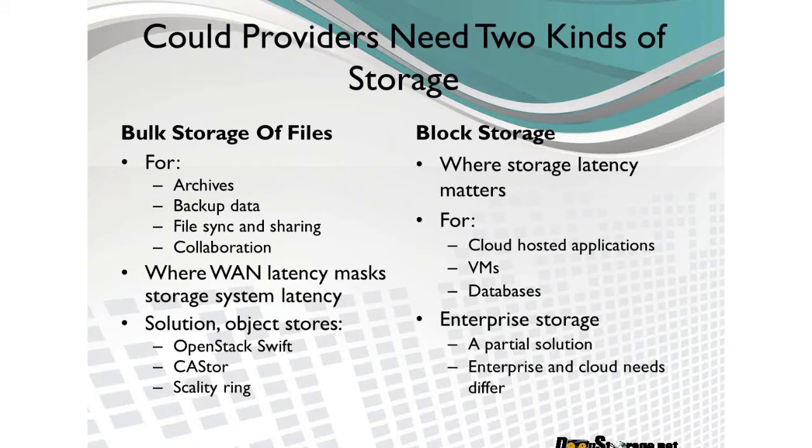It's good for archives, backup data, for running applications like file synchronization and sharing, for running collaborative applications like Google Docs. Basically, this form of storage works well where WAN latency masks storage system latency. So while it's important to have throughput and a lot of aggregate performance, the time it takes to retrieve a single file can be relatively large, maybe as much as a second.